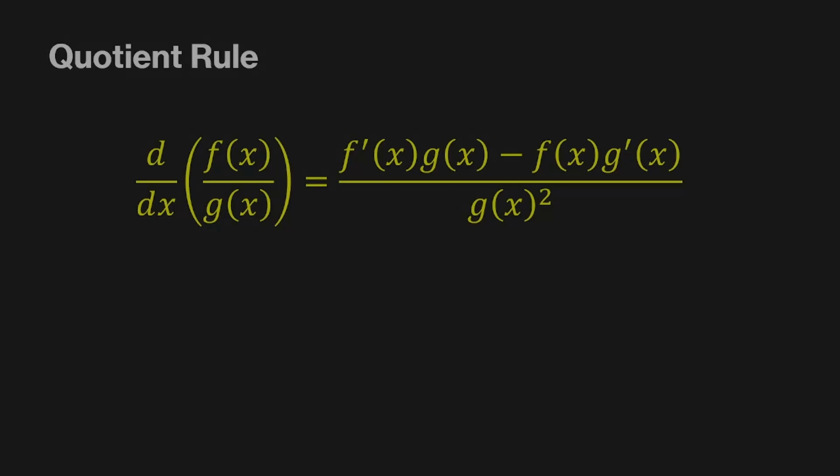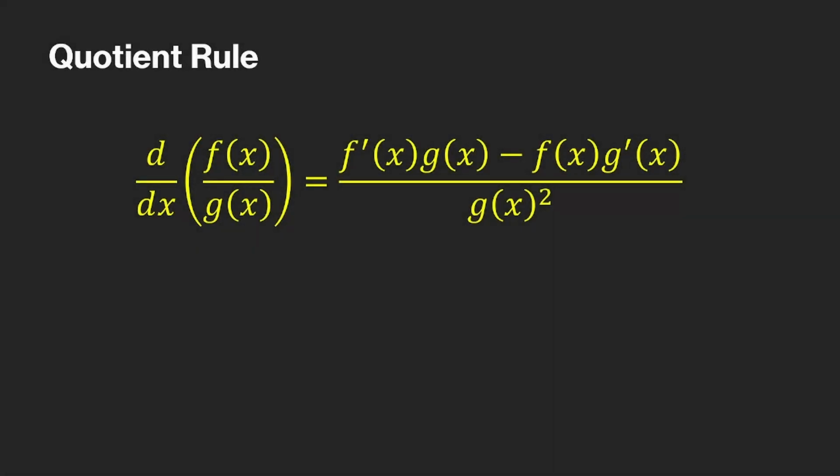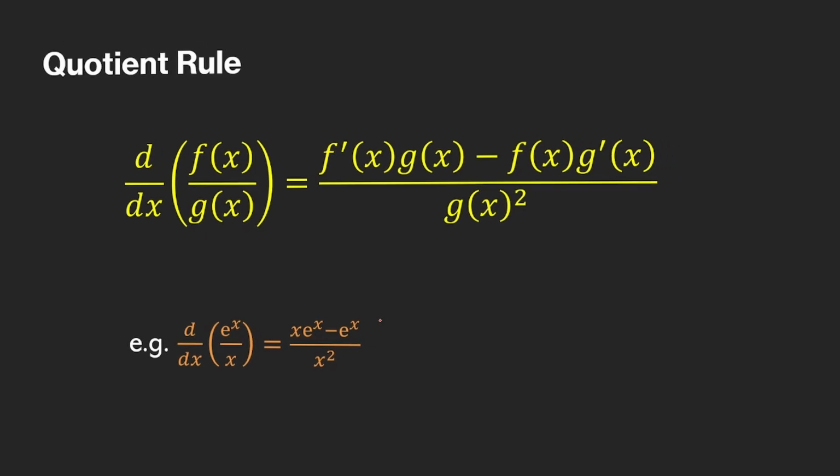Right, now the quotient rule, very similar to the product rule, but instead you have subtraction here. So it'll read f prime of x times g of x minus f of x times g prime of x, all over g of x squared. So that is the formula for here. Here is the example. So if we take the derivative of e to the x over x, it will read x e to the x minus e to the x over x squared. And this again is just via the formula. You're just plugging and chugging for these derivatives.